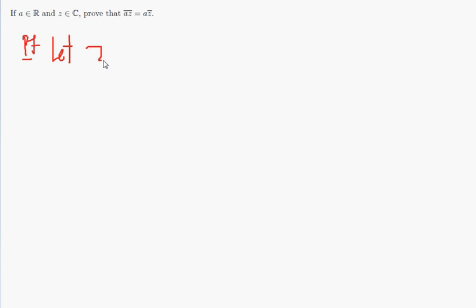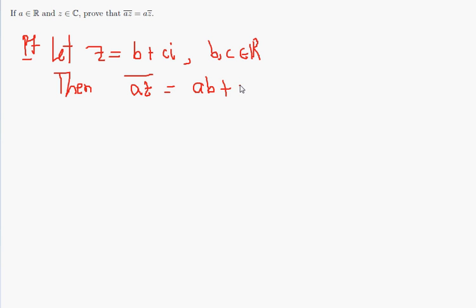let z be equal to b plus ci. The letter a has already been used, so let me use two other letters, b and c, where b and c are both real numbers. So let's start with the left-hand side, the conjugate of a times z. Well, a times z will be simply a times b plus a times ci, just multiplying z by a.